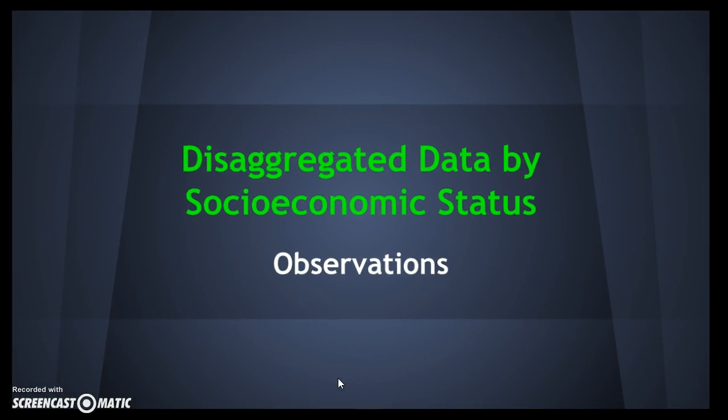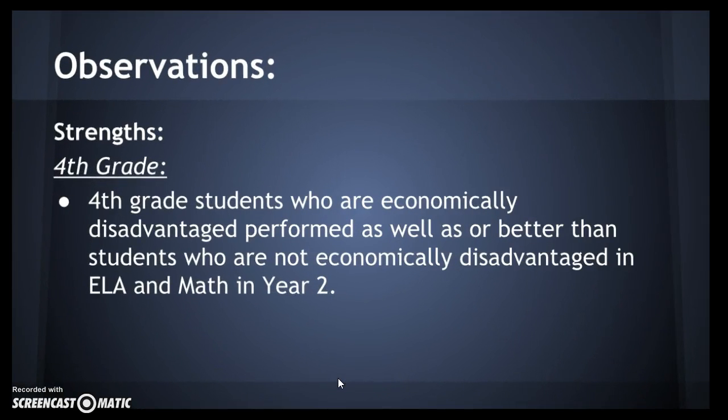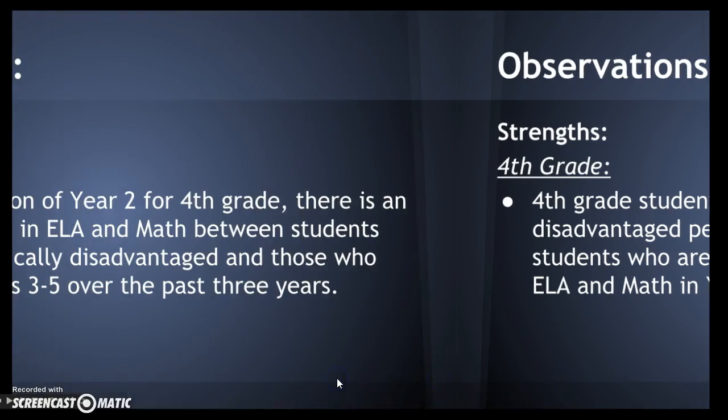Let's summarize the observations that we have from the segregated data. We see some strengths. We see that fourth grade students who are economically disadvantaged performed as well or better than those who are not in 2012. So we've done something right that year, and we probably need to go back and dig deep to see what this strength was and build on it.